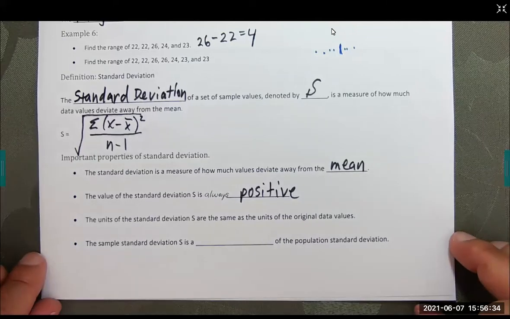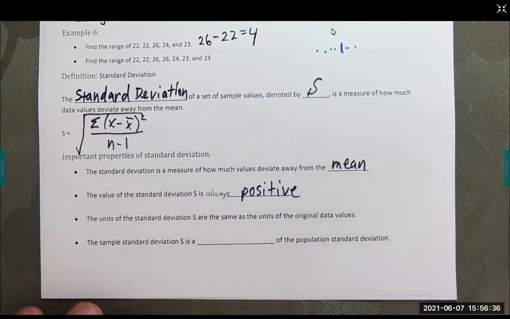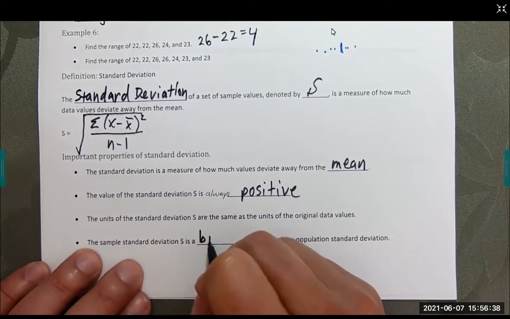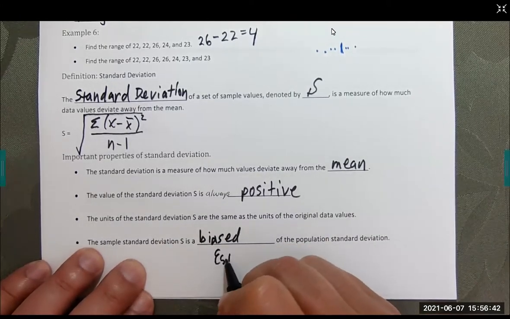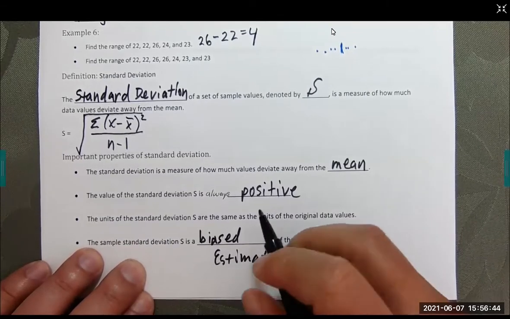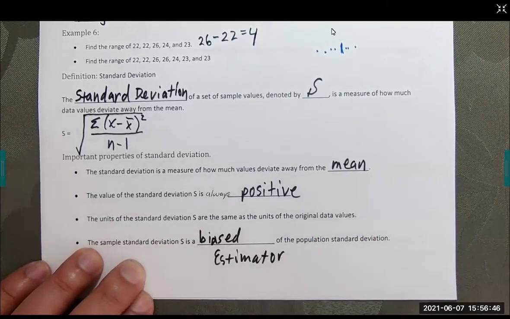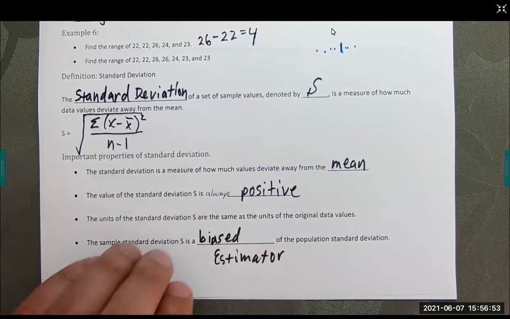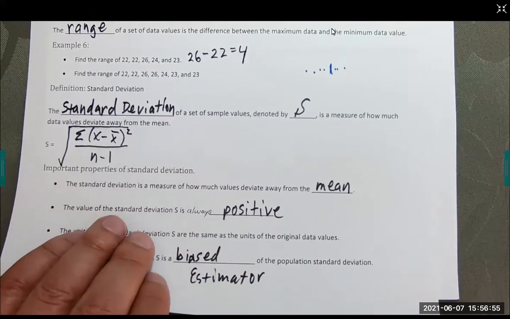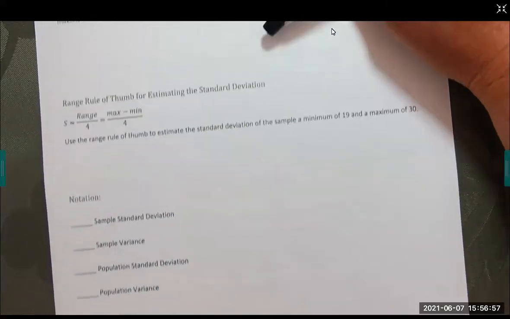The sample standard deviation s is a biased estimator of the population standard deviation. It's biased because we only have sample data. But as long as we're aware that it's biased, that's all that really matters. Moving on.